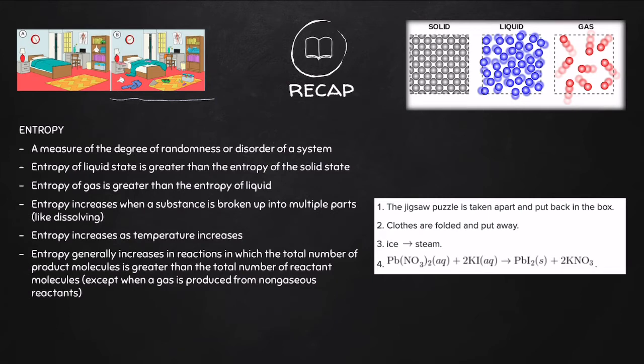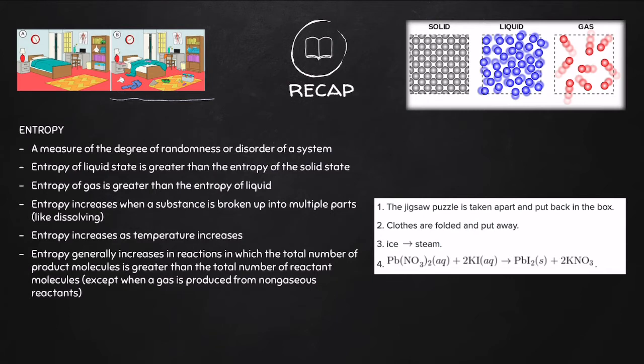Temperature also increases entropy. Again, you're just creating more kinetic energy in those molecules. So therefore you just have a higher level of randomness in that substance or that system. That equals high entropy. Entropy generally increases in reactions in which the total number of product molecules is greater than the number of reactant molecules, except when you're producing a gas from non-gaseous substances.